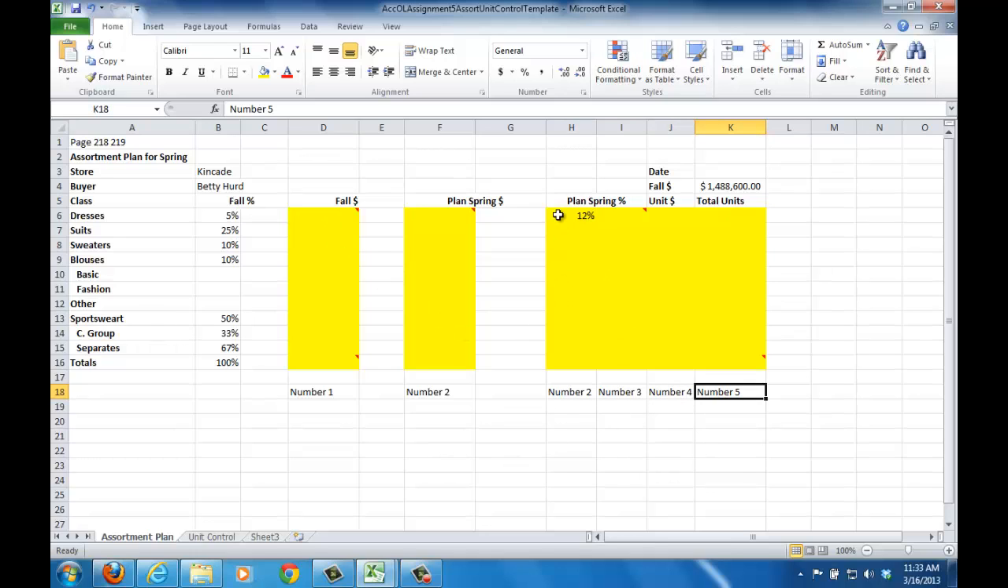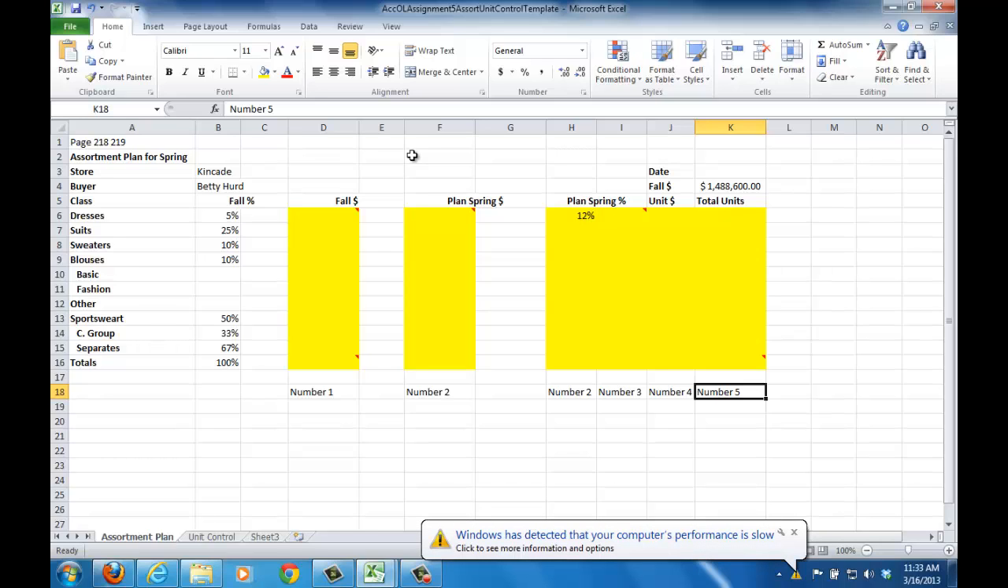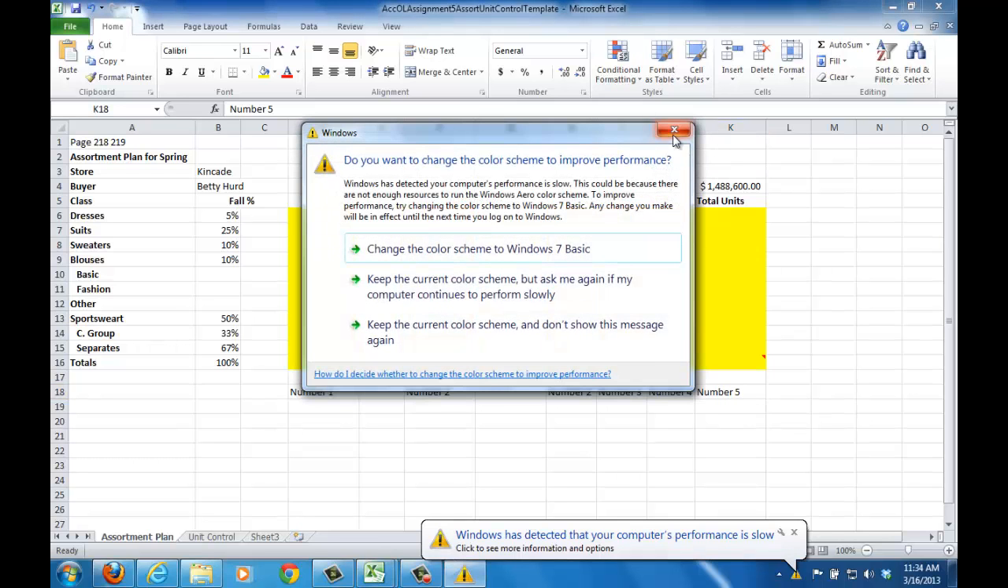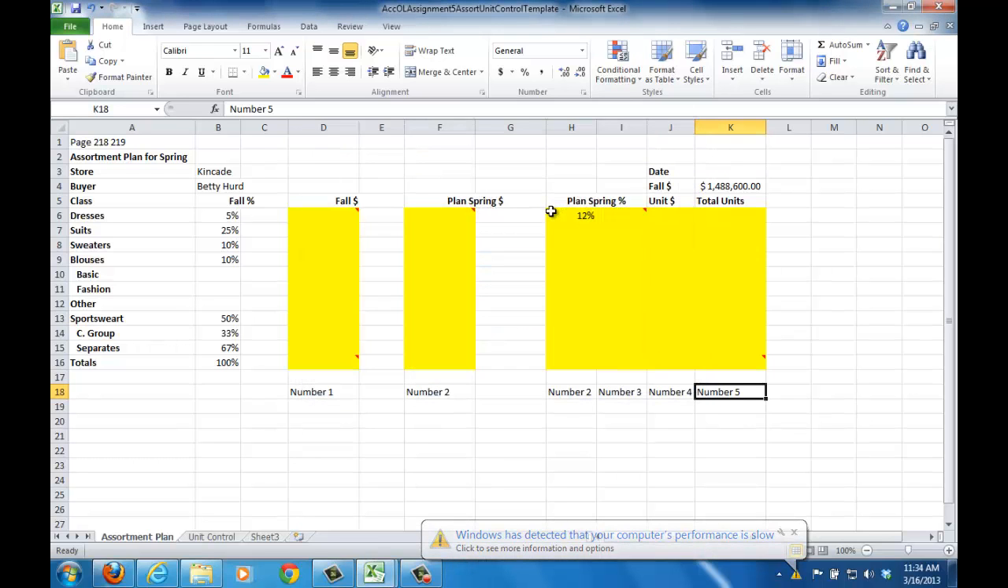So if we're going to plan a 12% increase for spring over fall, in our spring dollars, we can look at taking the fall dollars times a 12% increase plus fall dollars. Just like we did in a regular sales increase, nothing different there. So that becomes a way to think about that.